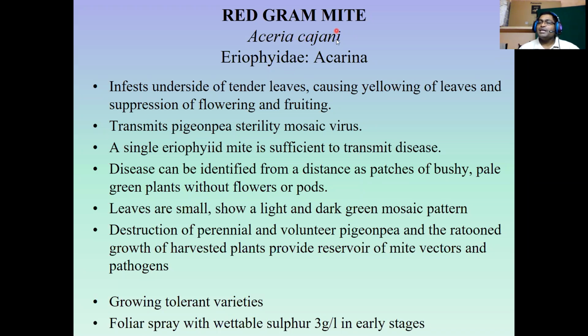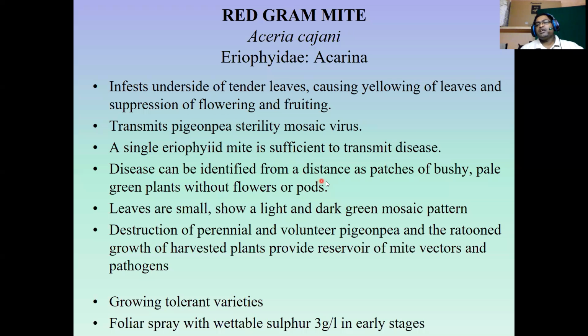The problem is that these mites and aphids can transmit viruses, the Pigeon pea sterility mosaic virus. If it is transmitted, you cannot expect any yield from your plants. This is a very big problem. A single eriophyid mite is sufficient to transmit the disease. If it is transmitted, then your whole field will become a problem.